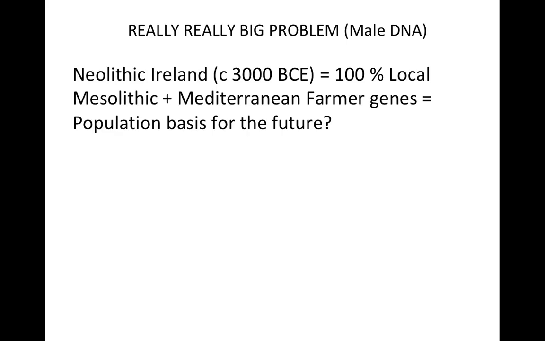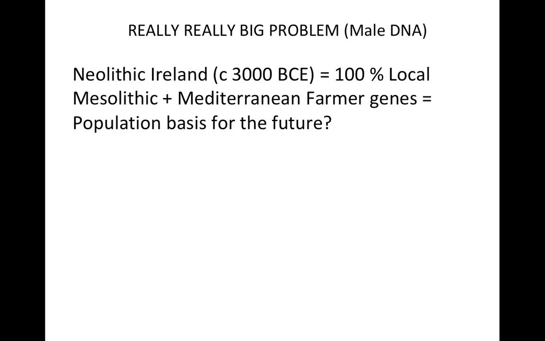We have a model now that suggests that around 3000 BC, if you were going out there and measuring DNA, 100% of the population would either be carrying local Mesolithic DNA from the original settlement of Western Europe, or Mediterranean farmer genes. Ireland filled up during the Neolithic. Its population increased. It built its monuments. It settled. It cleared the landscape.